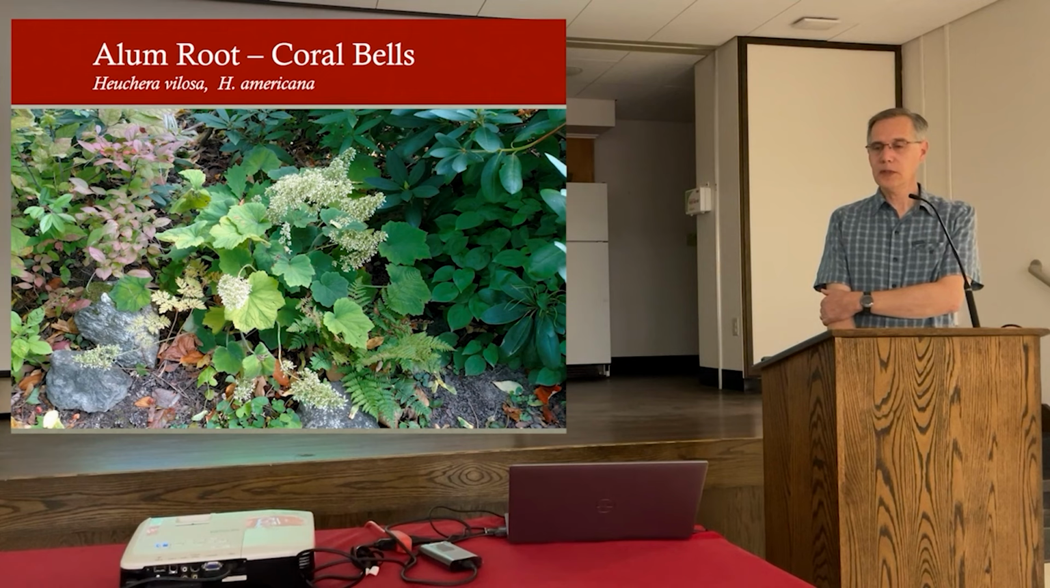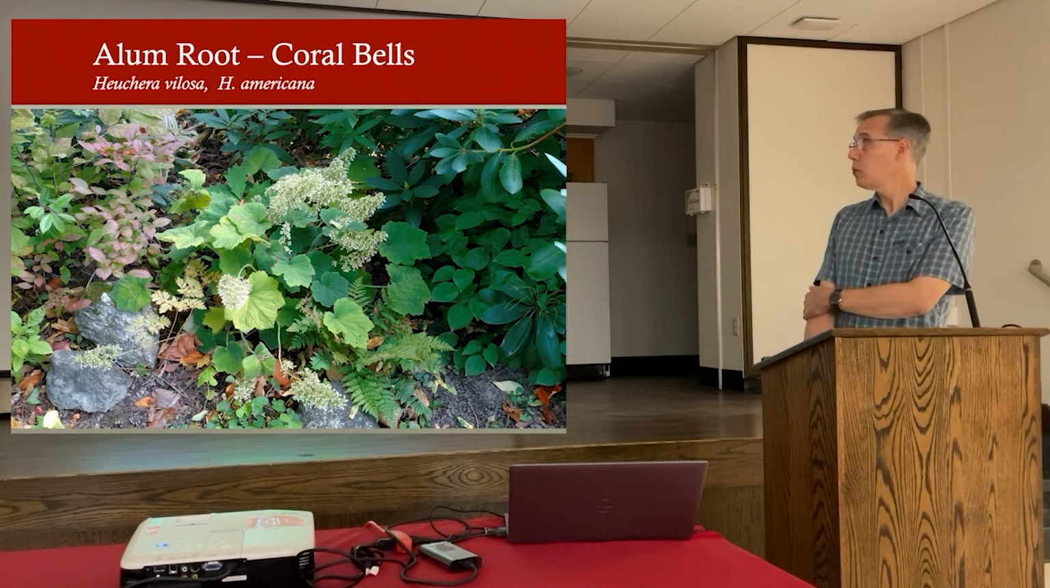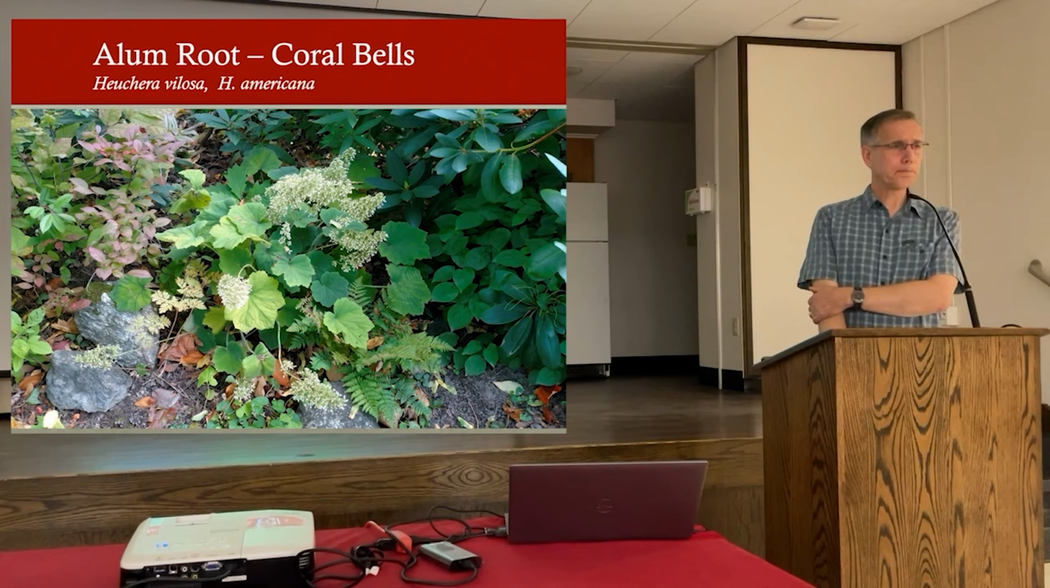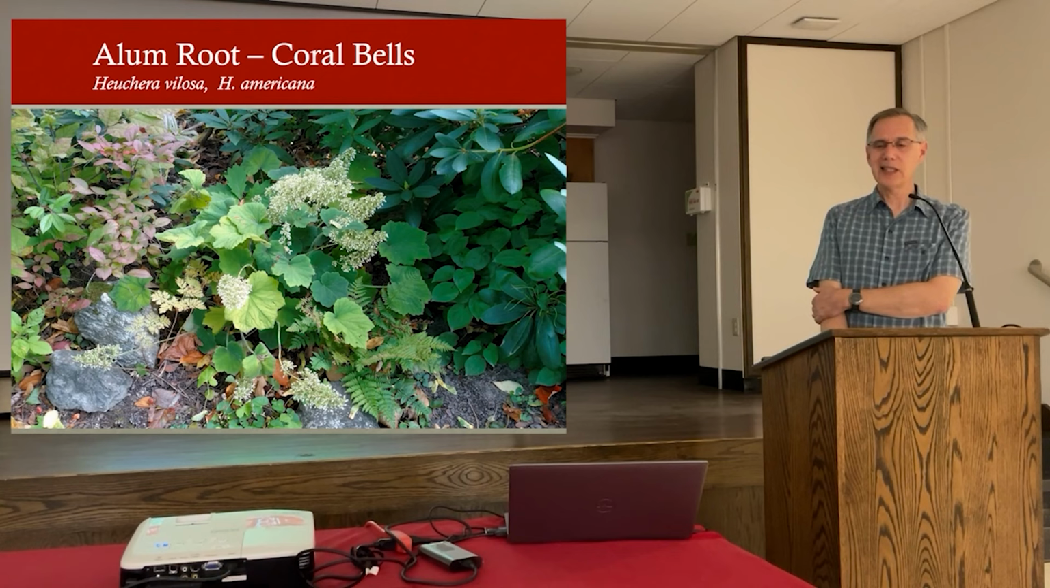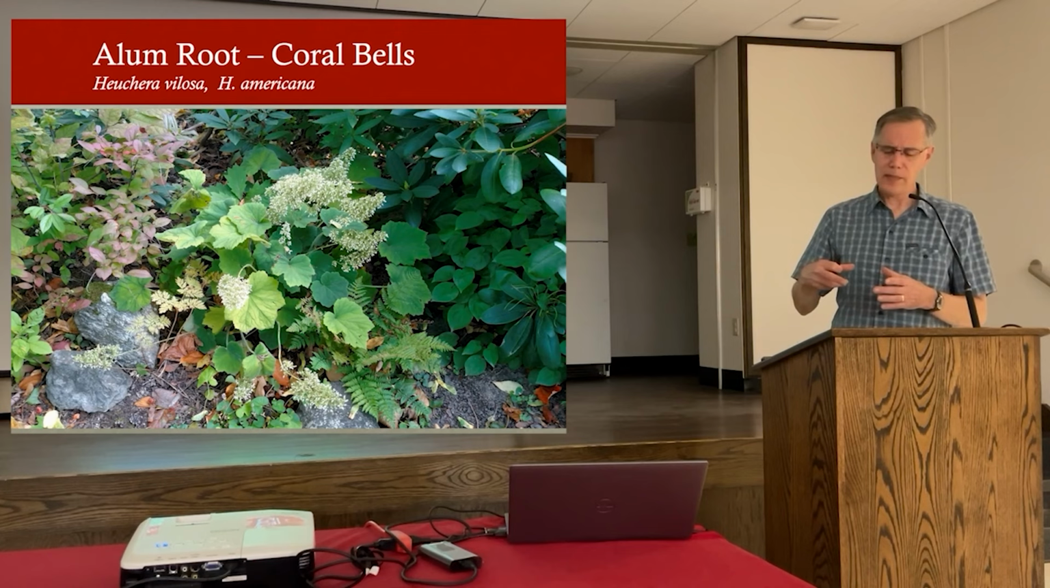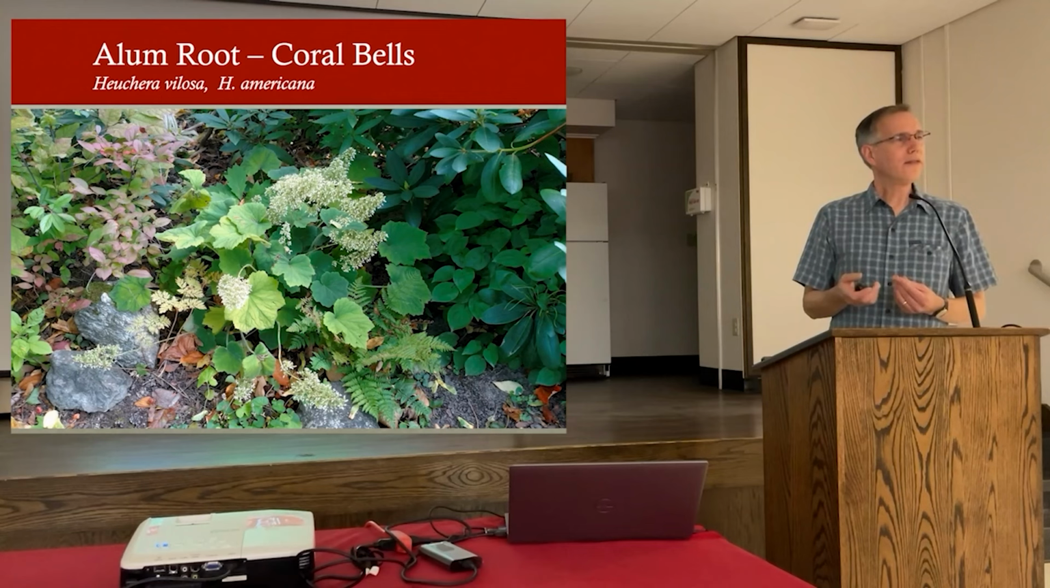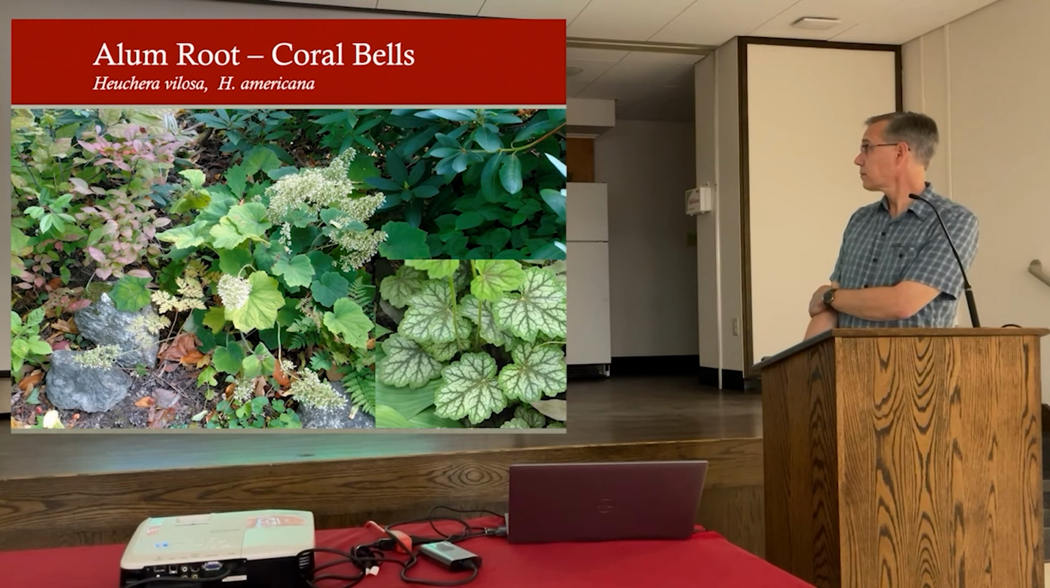Another one that is a good perennial is this alum root or the coral bells. This one, maybe you can see a little bit of fall color there. This one is blooming in the fall, and it's a large coral bell. The leaves, you know, maybe 5 or 6 inches across there, and it has a lot of leaf hairs on it, so it's kind of interesting in that way as well. And there are all kinds of hybrid coral bells as well.